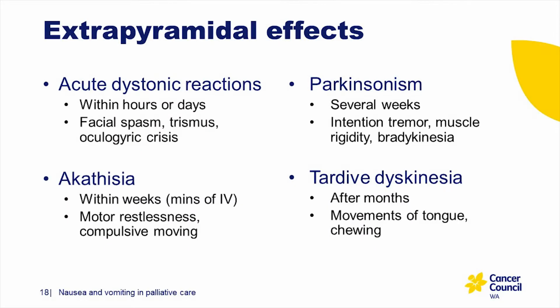They may get an akathisia, which happens over a longer period of time. So just because a person hasn't had a reaction to a dopamine antagonist in the first couple of hours of therapy doesn't mean that they're going to be safe from any extrapyramidal effects. So that's where they might get a restlessness and they just can't sit still. It may be possible for patients to actually get Parkinsonian type symptoms, and that will happen after several weeks of therapy. And also tardive dyskinesia, which is less common in palliative care people because it generally occurs over several months of therapy. But we need to be very mindful of what these adverse effects are and look out for them.